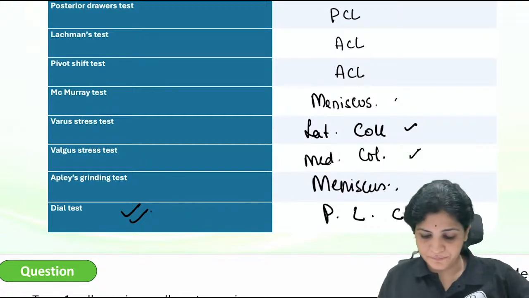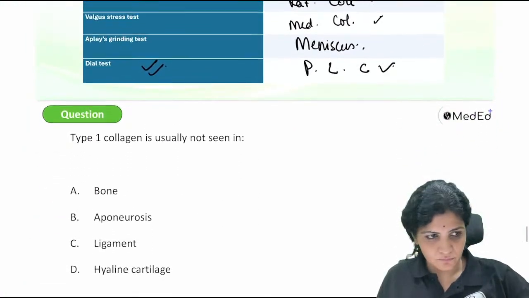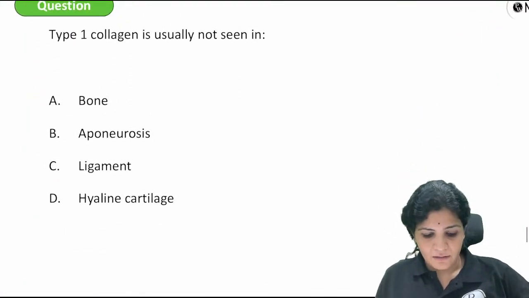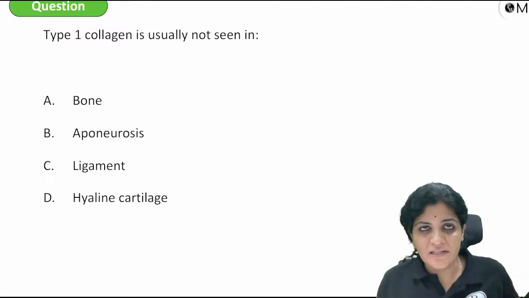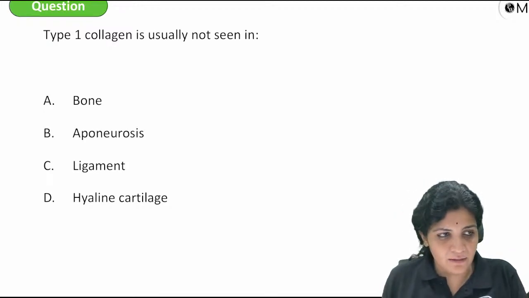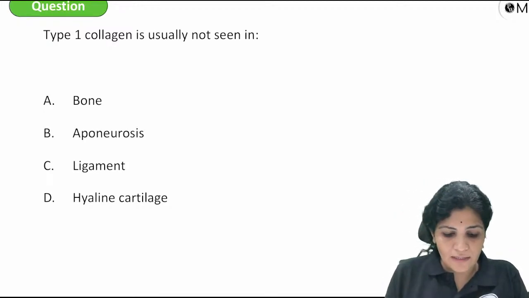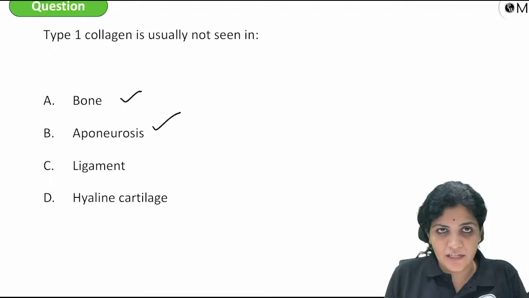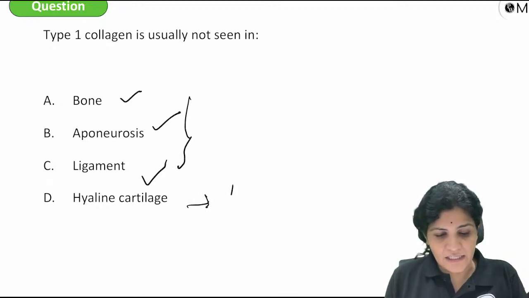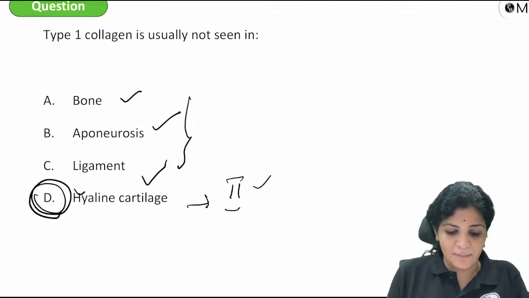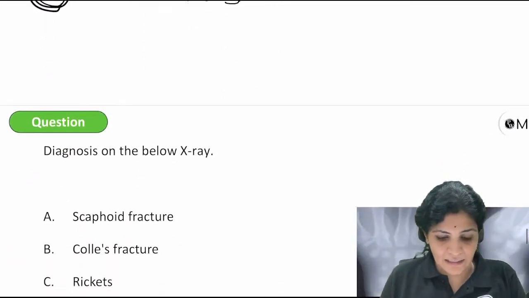Is that fine? Good. Now these are all one-liners. What is type 1 collagen usually not seen in? So we all know that bone is made up of collagen, ligament is made up of collagen, and aponeurosis is made up of collagen. But hyaline cartilage is type 2. So the answer is D. Type 1 collagen is not seen in hyaline cartilage.